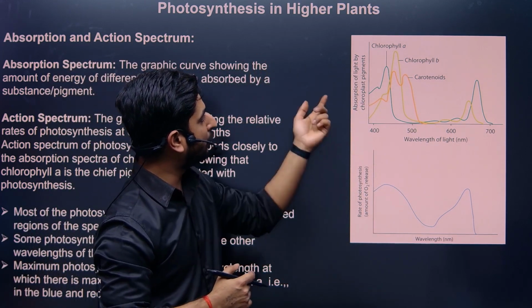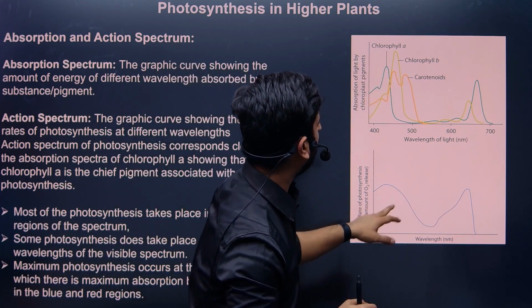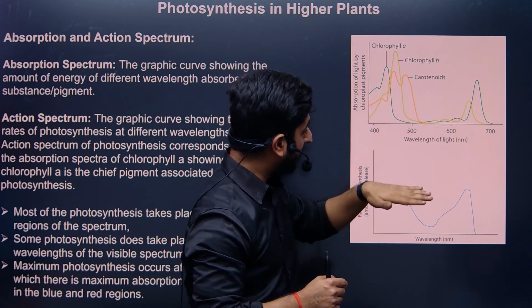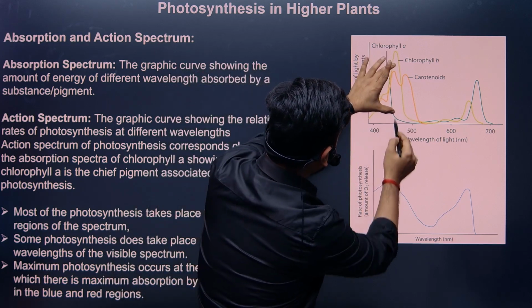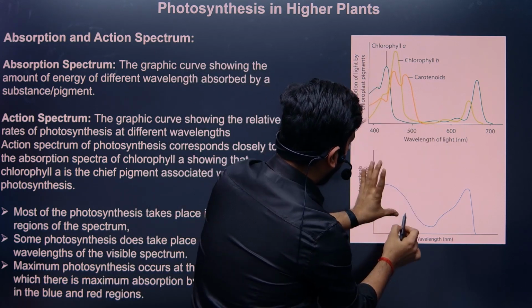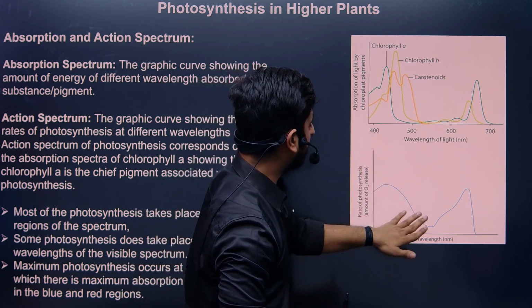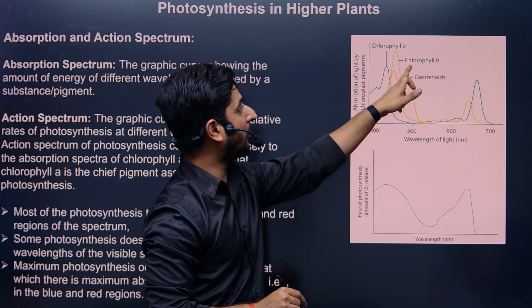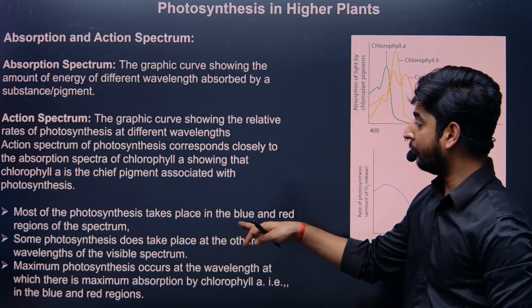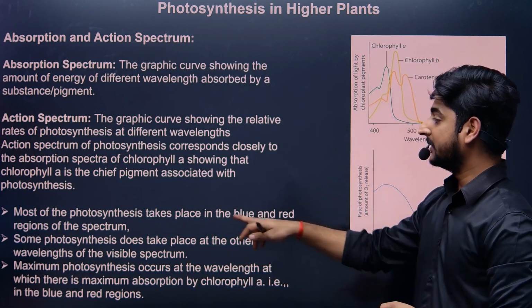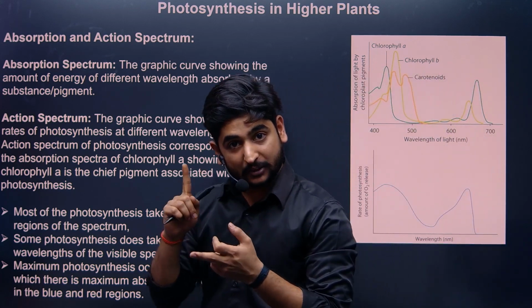Now if I superimpose this graph over this, then it is clear that these two peaks correspond to the peaks of chlorophyll A. So the major portion of this action spectrum is coming from chlorophyll A, but still chlorophyll A is not showing any absorbance in this region, but I am getting an action spectrum, a rate of photosynthesis, in here, which means photosynthesis is happening in this range and is happening due to either chlorophyll B or carotenoids. Okay, so what are they saying? Most of the photosynthesis takes place in the blue and red regions, some takes place in other wavelengths, and maximum takes place at the peaks of chlorophyll A.